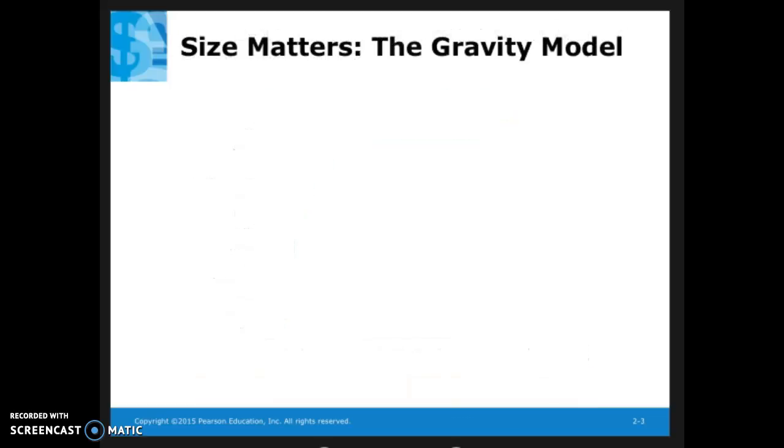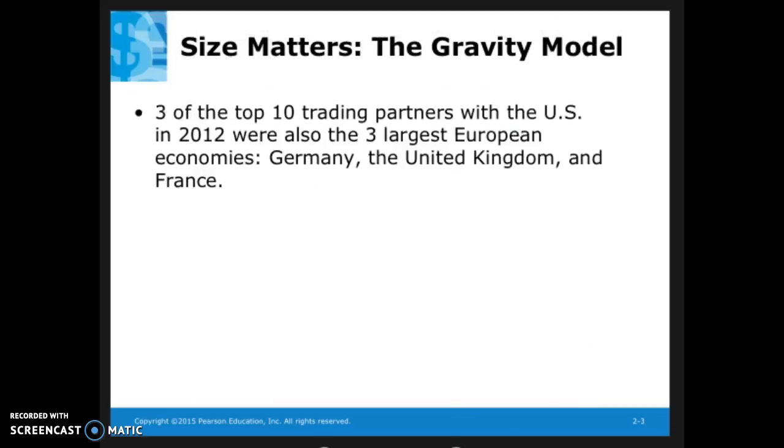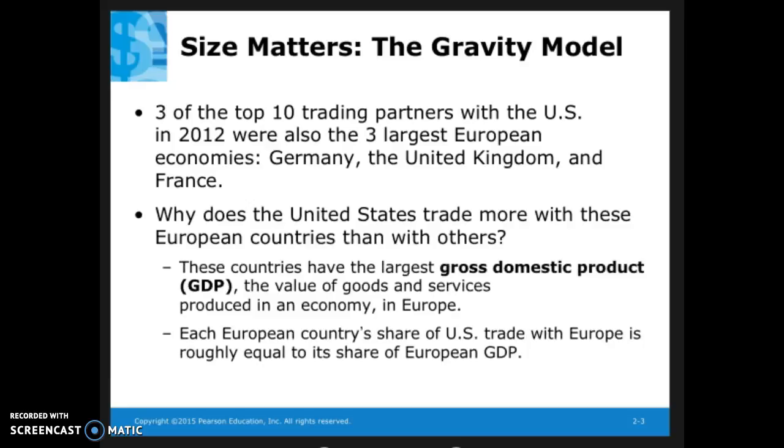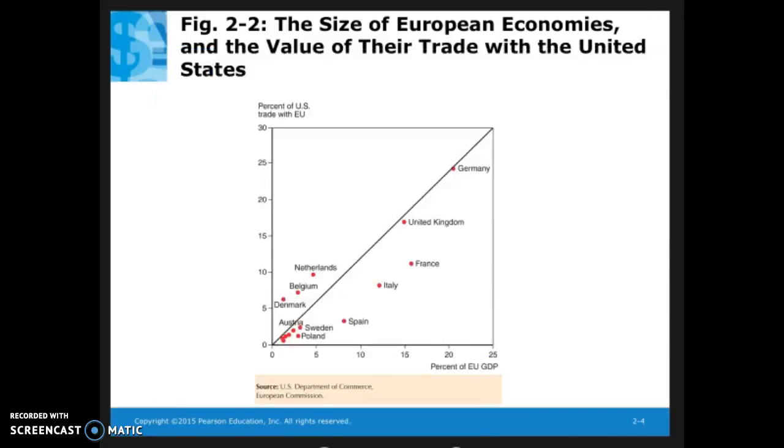So, the gravity model. Gravity model is all about the size of countries. Three of the top 10 trading partners were also the three largest European economies. So, why does the United States trade more with these European countries than with others? Largely, it's because of the size of their GDP, which is, again, the value of goods and services produced in an economy. So here's a graphical exposition of this. You can see Germany, United Kingdom, and France are those top in the right corner there.